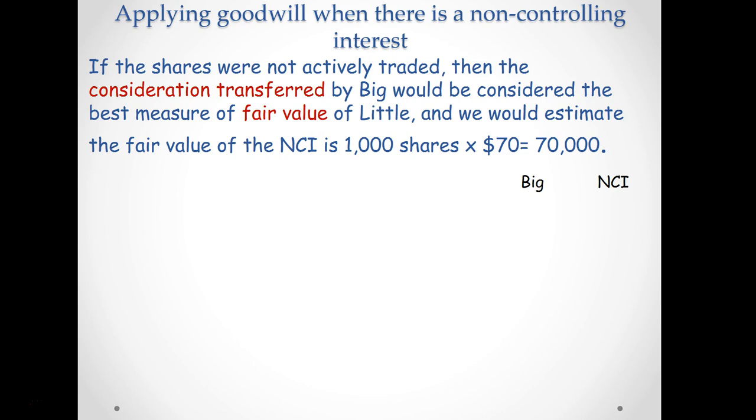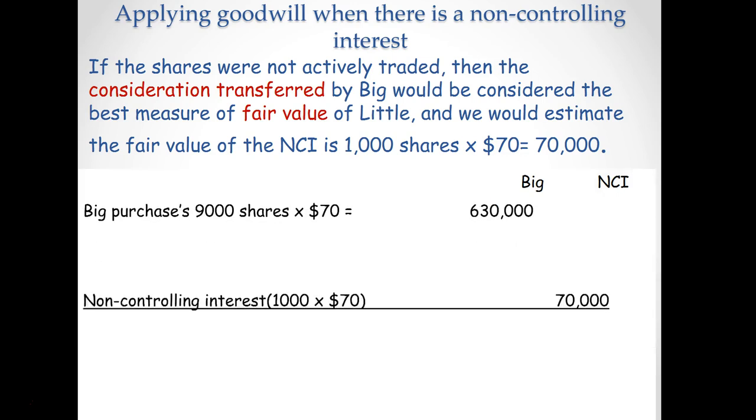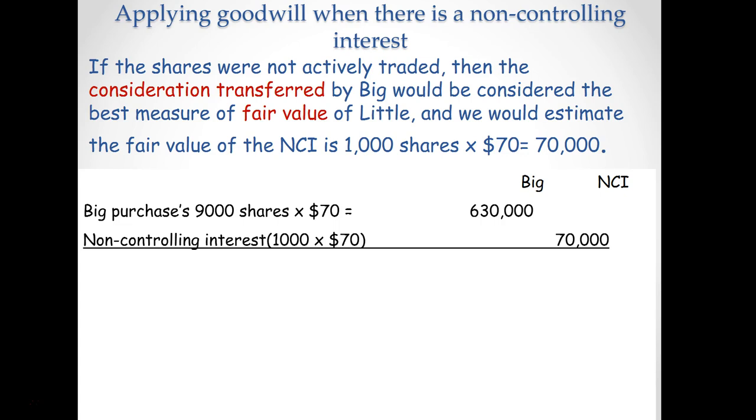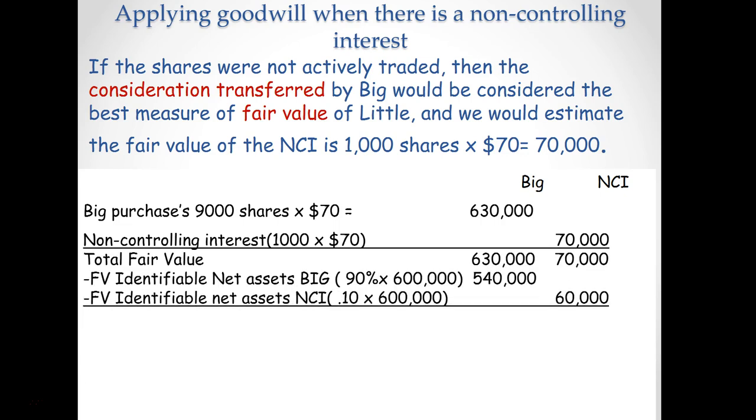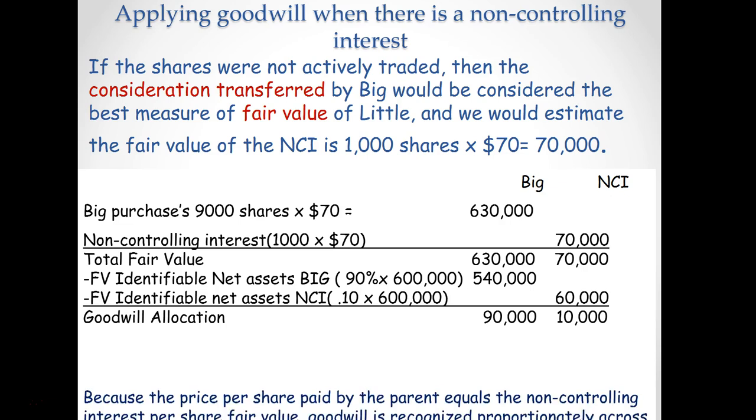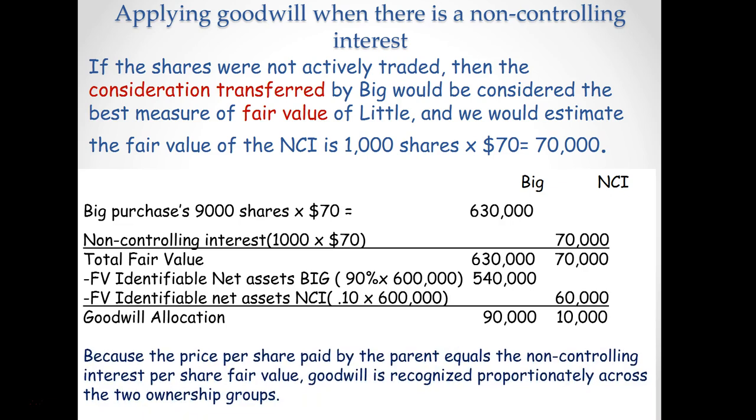Now, if the shares were not actively traded, then the consideration transferred by Big would be considered the best measure of fair value of Little, and we would estimate the fair value of the non-controlling interest at $70,000. So again, Big's shares are 9,000 times 70. Non-controlling interest is 1,000 times 70, giving us a total of $700,000. For our total fair value, we adjust for the undervalued assets, and we allocate the goodwill between the parent and the non-controlling interest. Because the price per share paid by the parent equals the non-controlling interest per share fair value, goodwill is going to be recognized proportionally across the two ownership groups.